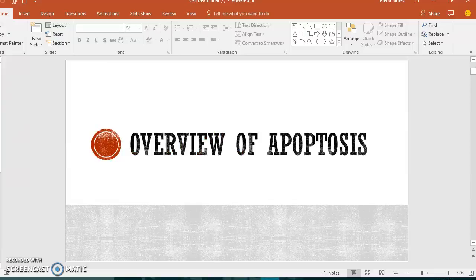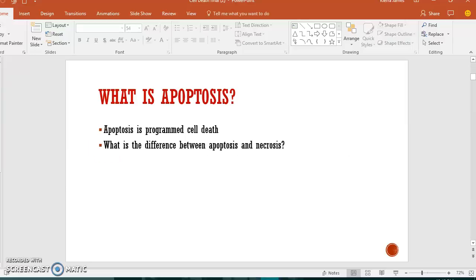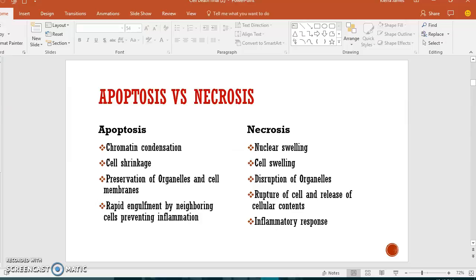Cells can undergo cell death to regulate development and maintenance of tissue homeostasis. Two forms of cell death can occur. Apoptosis is one form, and necrosis is the other. Apoptosis is a programmed control process that requires energy. Examples are the separation of fingers and toes.